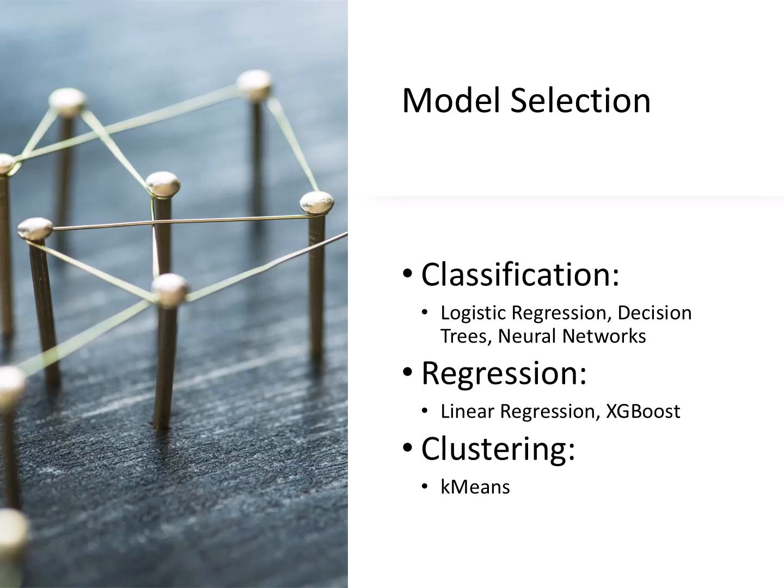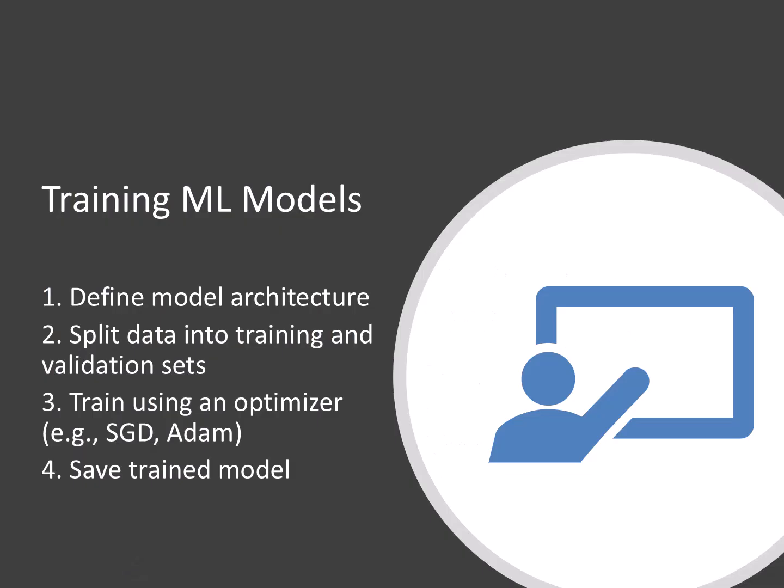All right, now that we have discussed model selection, let's look at the actual training process, okay? The training process is where your model learns from data, and it involves several important steps. First, you need to define your model architecture, right? This includes specifying the number of layers in a neural network, the number of neurons in each layer, activation functions, and other structural elements. In SageMaker, you can use built-in algorithms or bring your own custom code.